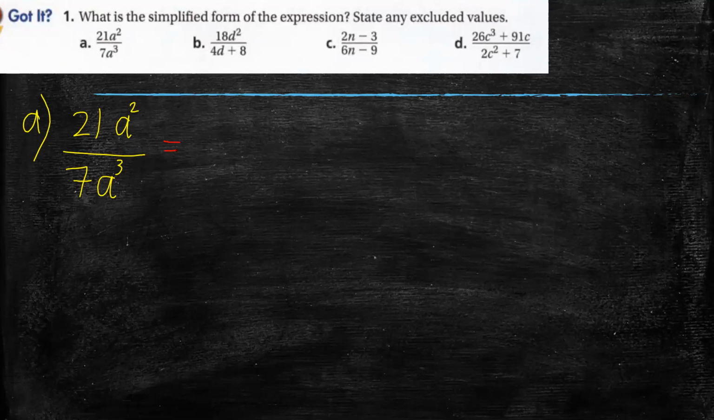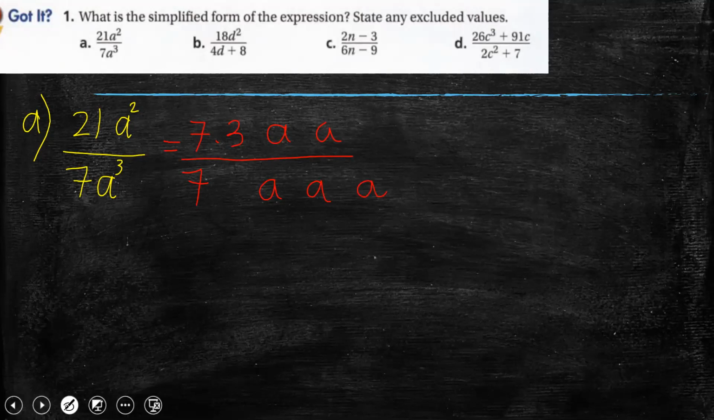What are the two numbers that, if you multiply, you get 21? 7 and 3. And here we have a squared, so I have two a's. Down, I have 7 and a cubic, which is a times a times a.